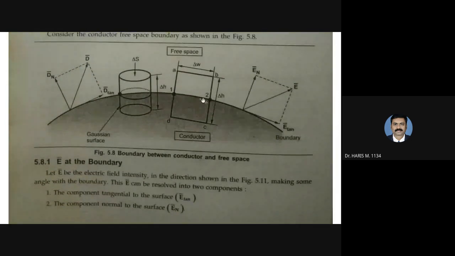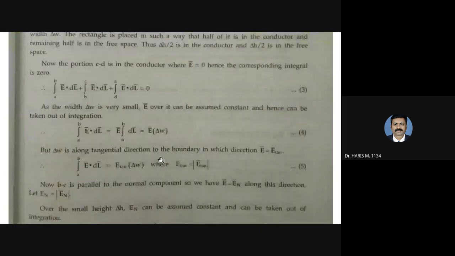But out of BC, B is in free space. Okay, you can see here 2. See the B point. This is above the boundary and this is below the boundary. So B is in the free space area and C is in the conducting area. So this equation should be written as integral B to C dl divided into 2 parts. That is integral B to the point 2 dl plus from the point 2 to C dl, right? So this one is in the free space region and this one is in the conductor region.